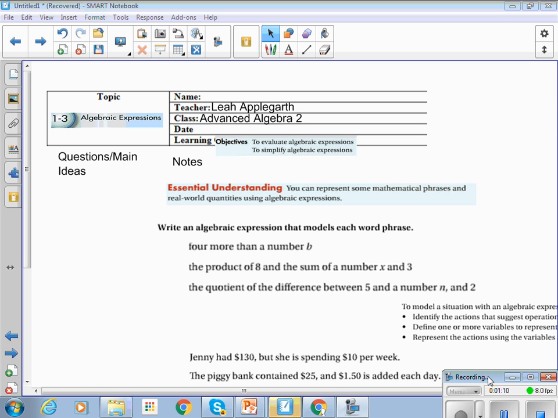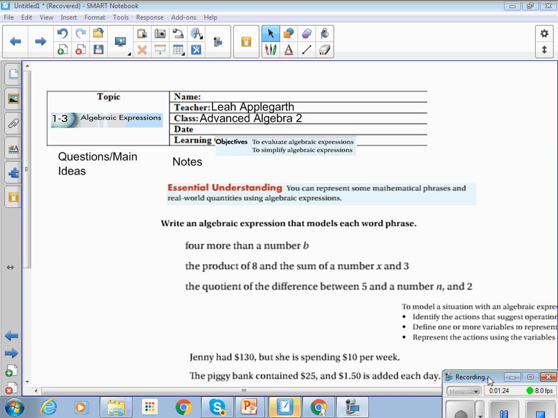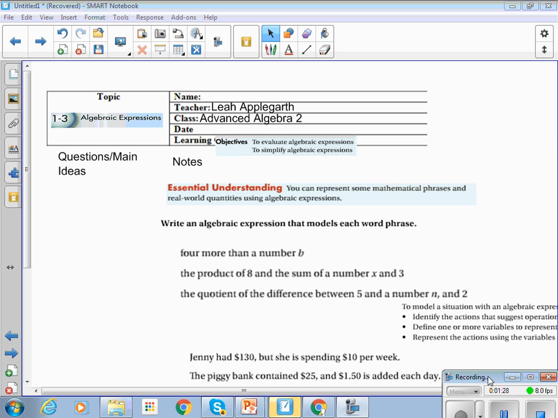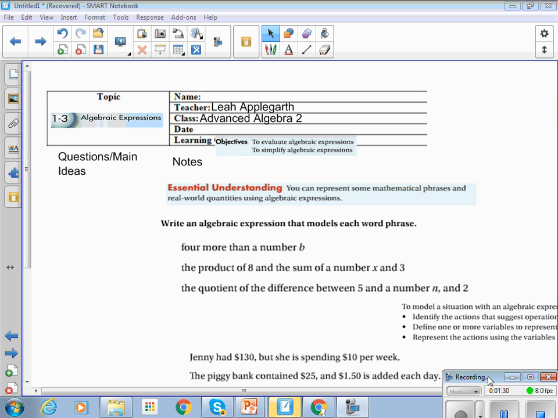So in your notes, you don't have to write the whole thing, you can summarize this little instruction. So you can put algebra or words to algebra, but you definitely need the words that are written right here. So you write on your paper 4 more than a number B.